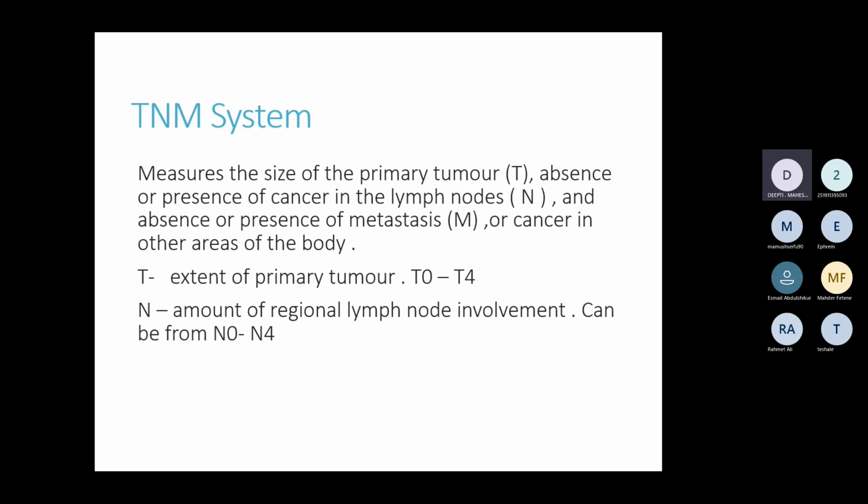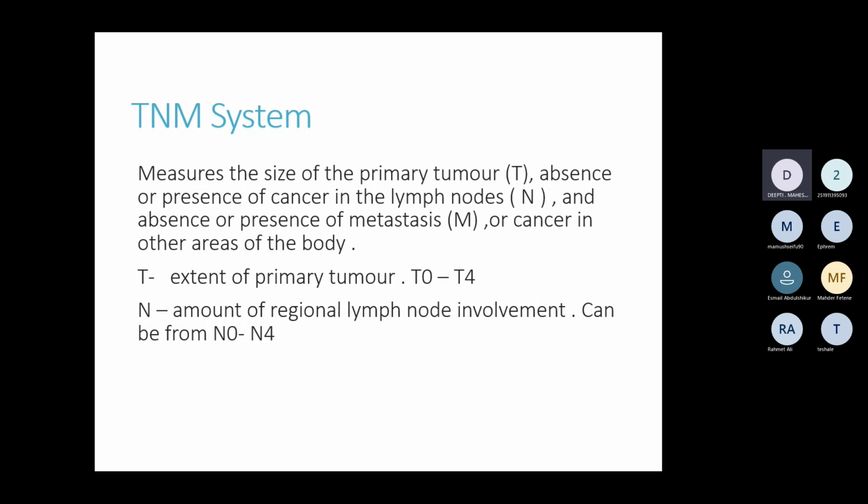Now, if it is N0, that means no nodes are involved. If it is N1, it means 1. If it is N2, it means 2 nodes. So like that till N3, N4, how many nodes are involved. And then lastly, you want to know whether there is metastasis or not. That means whether the disease has spread to another organ or not. Only then you will understand what type of treatment has to be given to the patient. Right. So that is designated with the letter M.